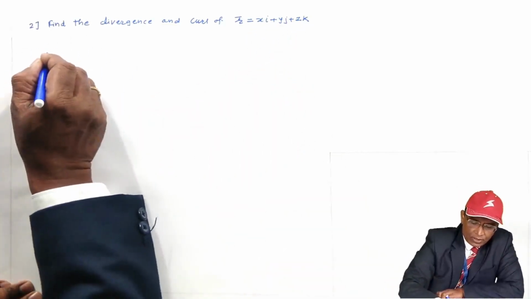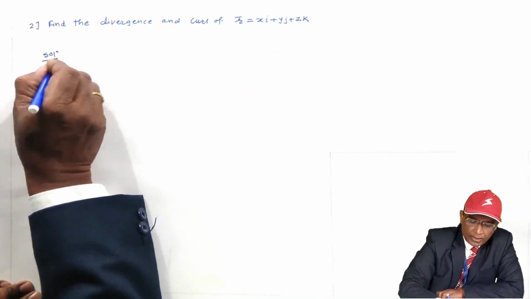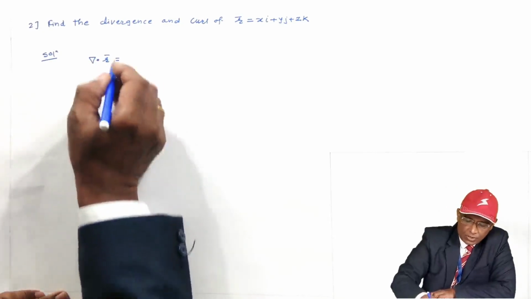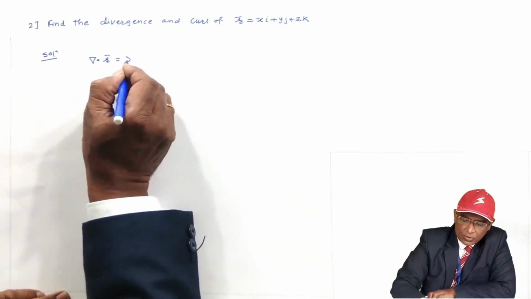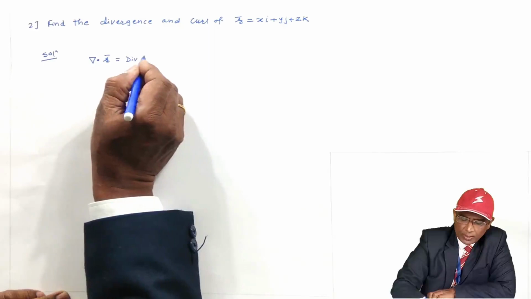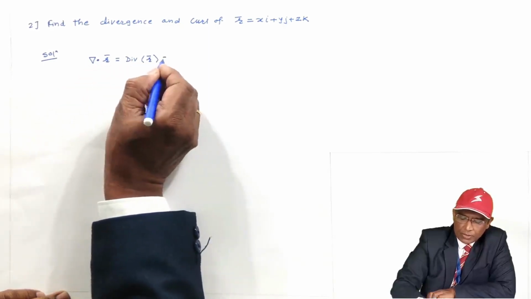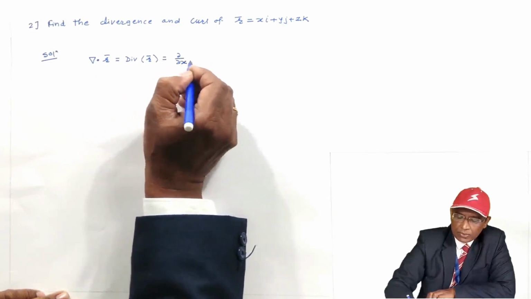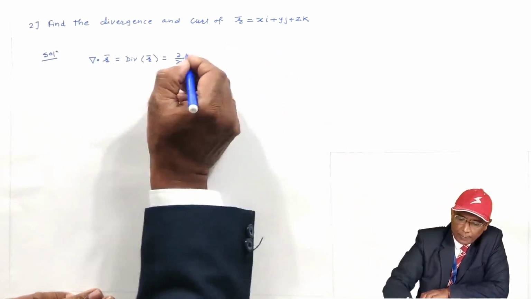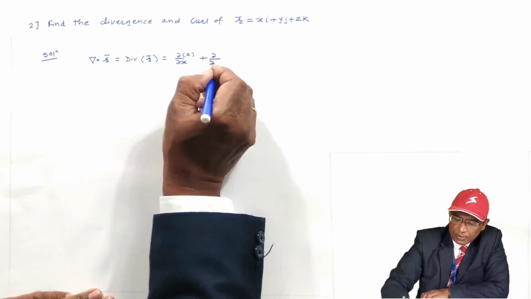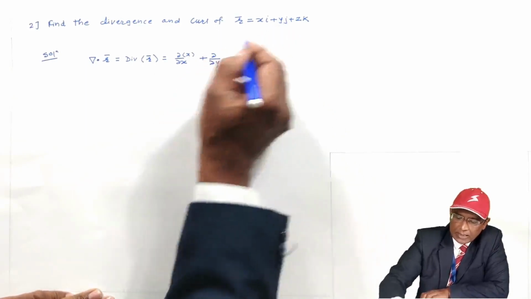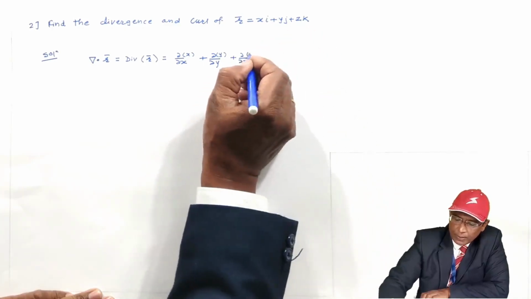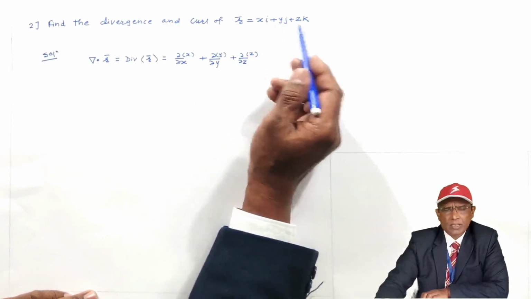I am going to find the divergence. So how to get the divergence? Divergence means del dot. Del dot is the divergence. Divergence of r bar: partial derivative with respect to x of the coefficient of i, plus partial derivative with respect to y of the coefficient of j, and partial derivative with respect to z of the coefficient of k. There may be any coefficients of i, j, k.